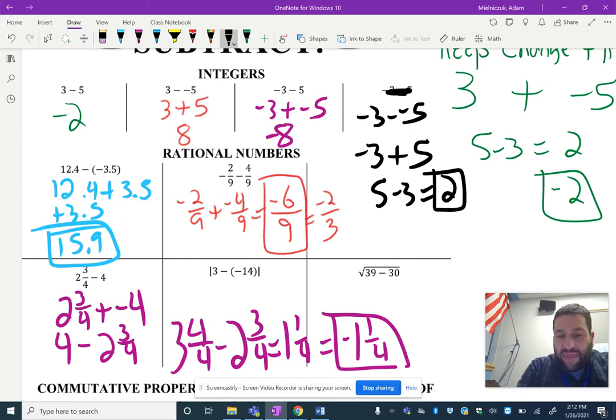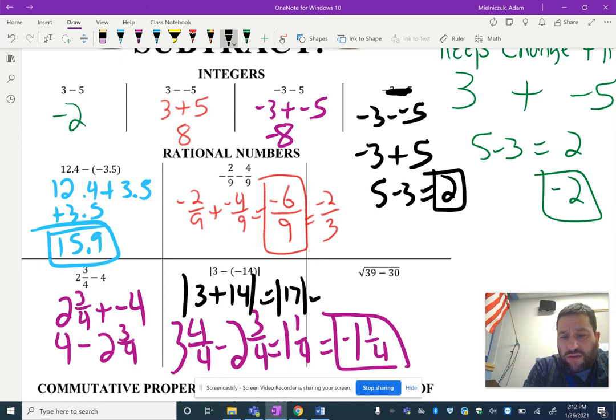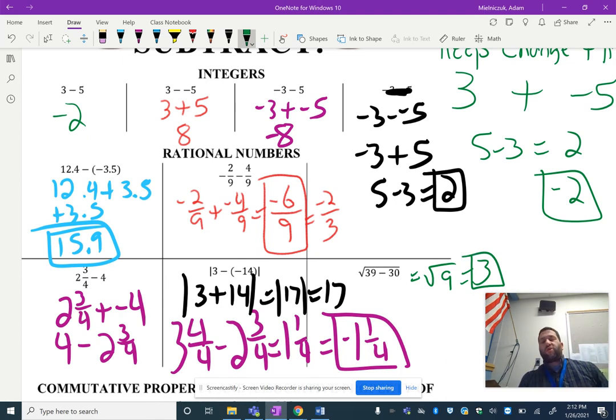All right. The absolute value of 3 minus negative 14. Keep the absolute value sign where it is. Keep the first number, change to addition. So this becomes the absolute value of 3 plus 14, which is the absolute value of 17, which is just 17. And for the last one, 39 minus 30 is 9, so this becomes the square root of 9. The square root of 9 is 3. If you don't know how to find square roots yet, again, don't worry about it.